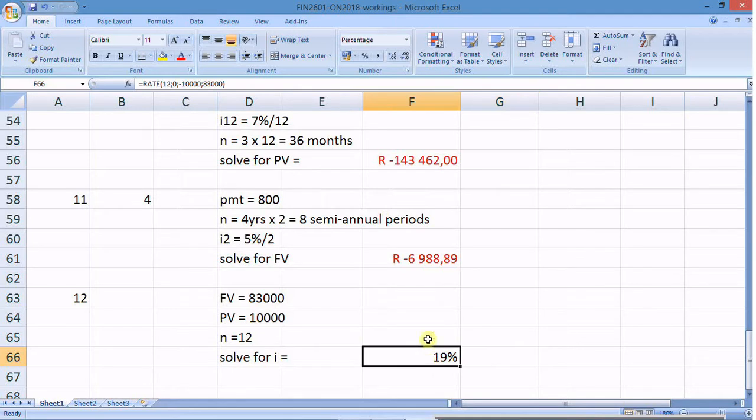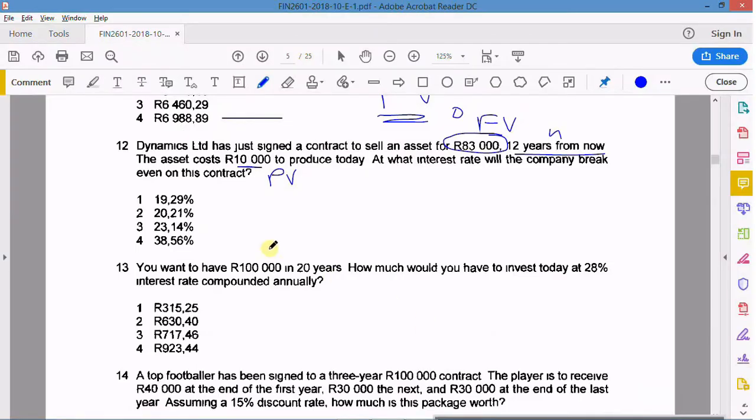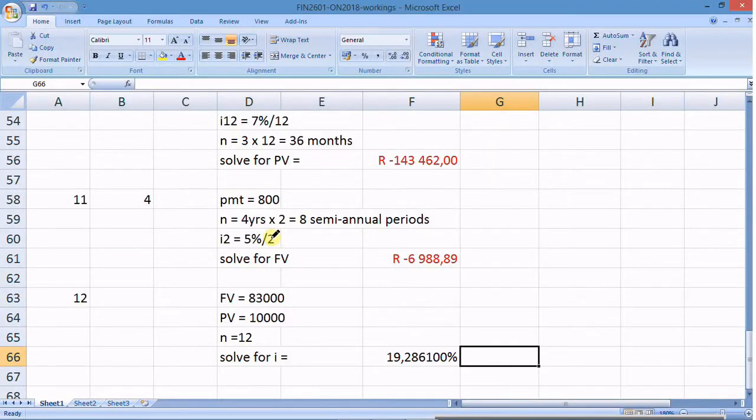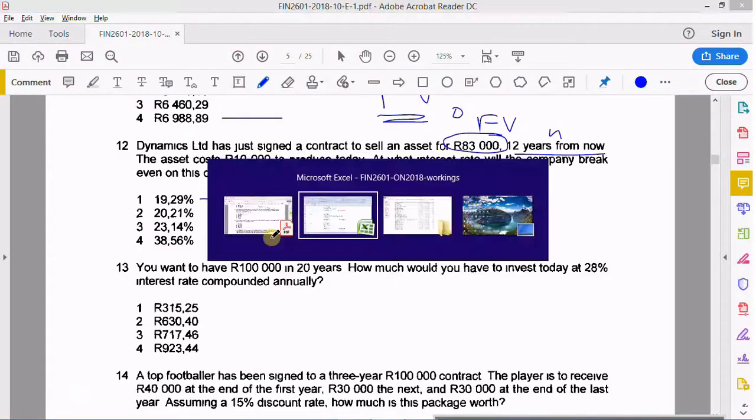83. What did you guess? 19.28. Oh, you rounded it off. Yeah, I'll put more. 0.28 is correct. 19.28. There. Yep. That's rounded off correctly. Option 1.